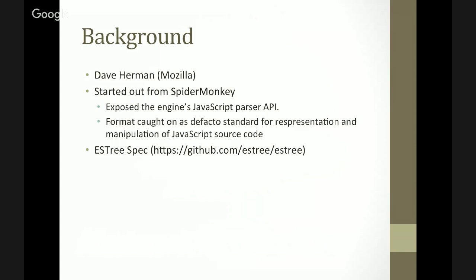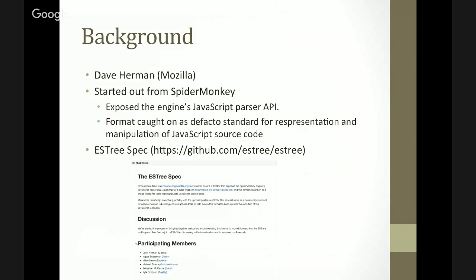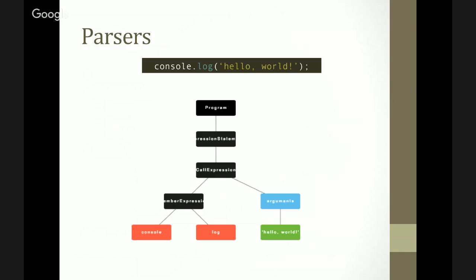And then because it became the standard, they have this ESTree specification. Because so many parsers adhere to this, they needed to make it all standard and make it all official. So if you have any problems, they have a GitHub where you can submit issues, and they try to get those resolved pretty quickly.